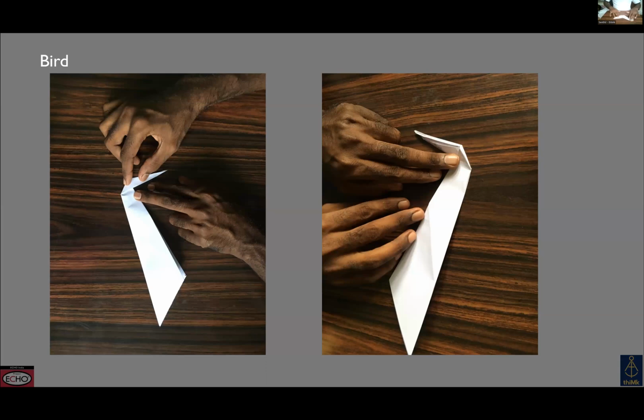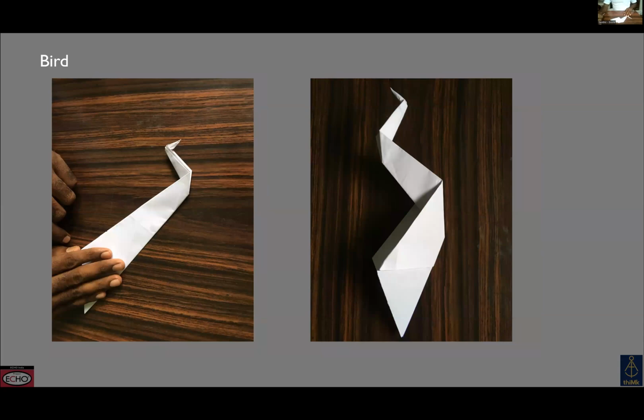The tail can be on either side. You can make a bird, and the tail can either be inverted or it can go on the outside. However you wish, you can finish it.